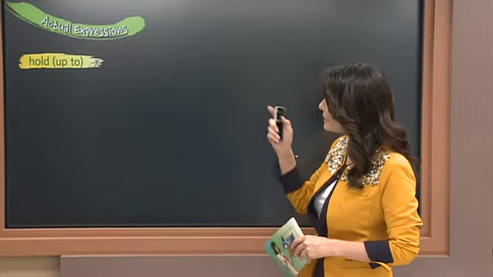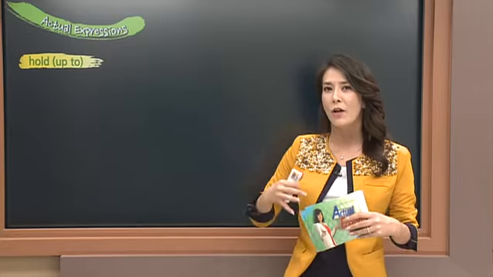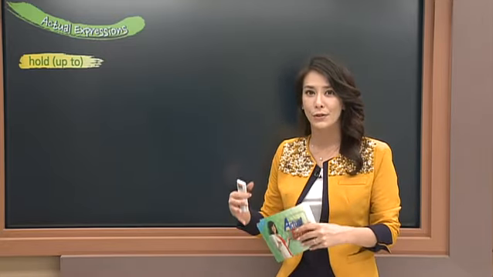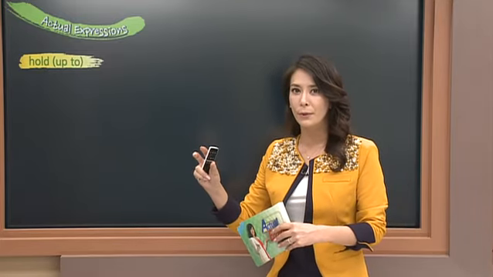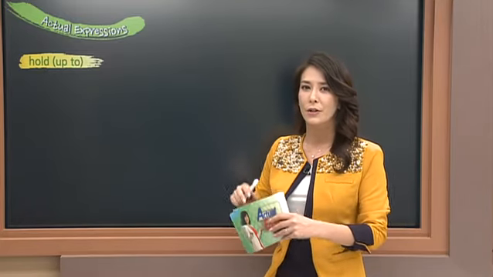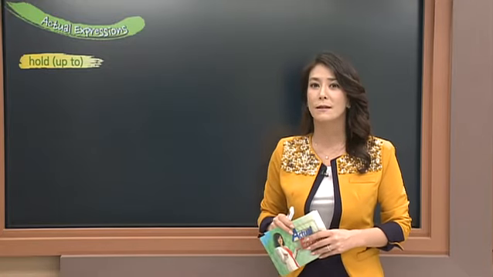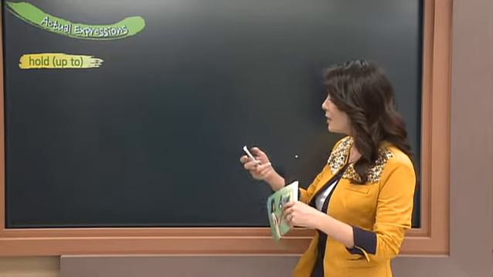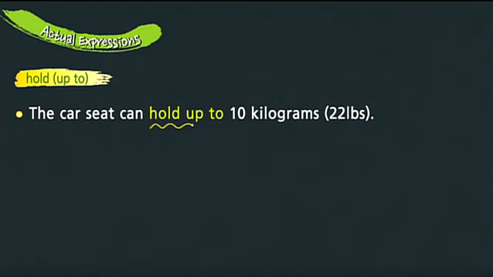Moving on to our next pattern, hold up to. So we're talking about how much something can contain or store, okay? If you say up to a certain number or up to a certain amount, you're saying that max. That is the max level or max number of something it can contain or store. The car seat can hold up to 10 kilograms.